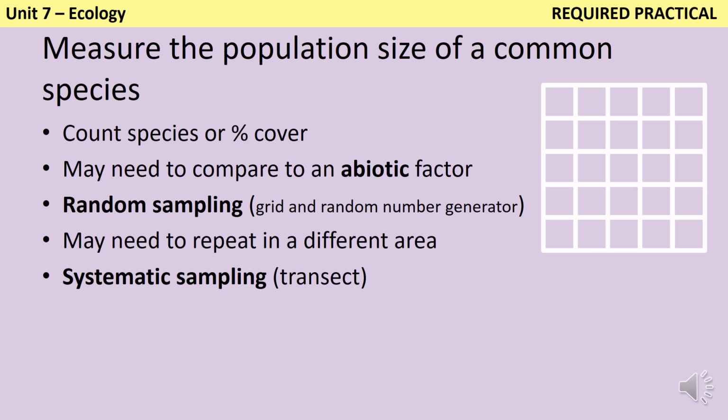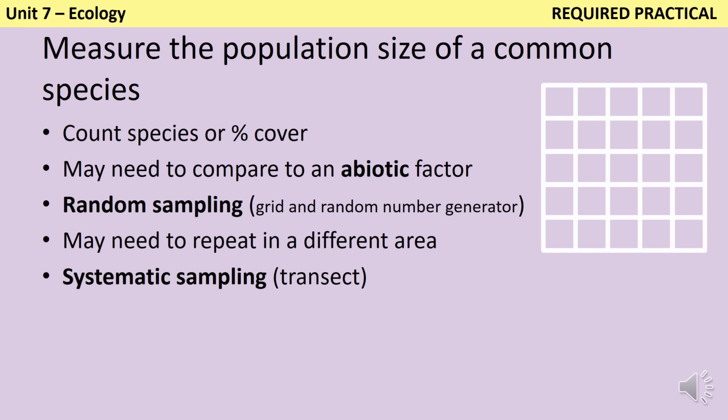At each location, you sample the coverage of the plant using the quadrat, and you also take a reading of the abiotic factor, such as a light reading with a light meter or measuring acidity with a pH probe. If you're looking at a factor that gradually changes, such as moisture content as you get closer to a river, then instead you use systematic sampling.